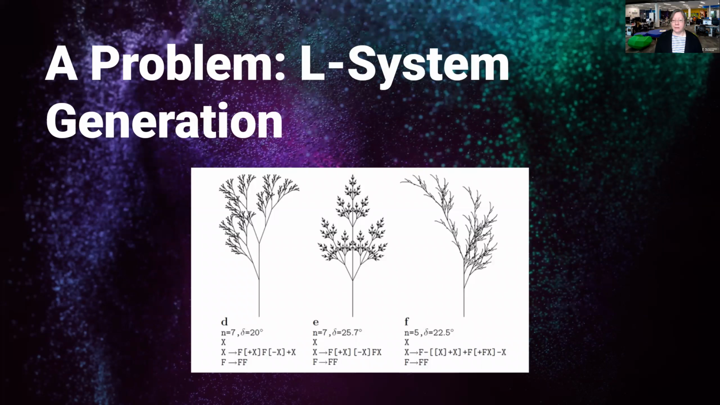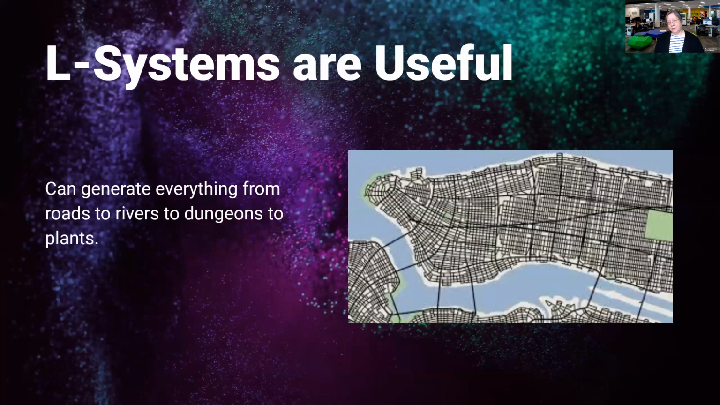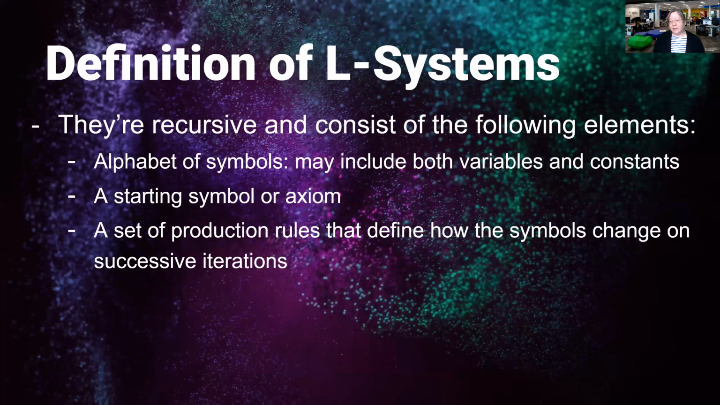So the problem I'm going to look at is L system generation. The reason why I'm going to look at that is that, first of all, L systems are really useful. They can procedurally generate things, from roads to rivers to dungeons to plants. And they're actually pretty simple in terms of their definition. This is a definition, I believe it's off of Wikipedia.